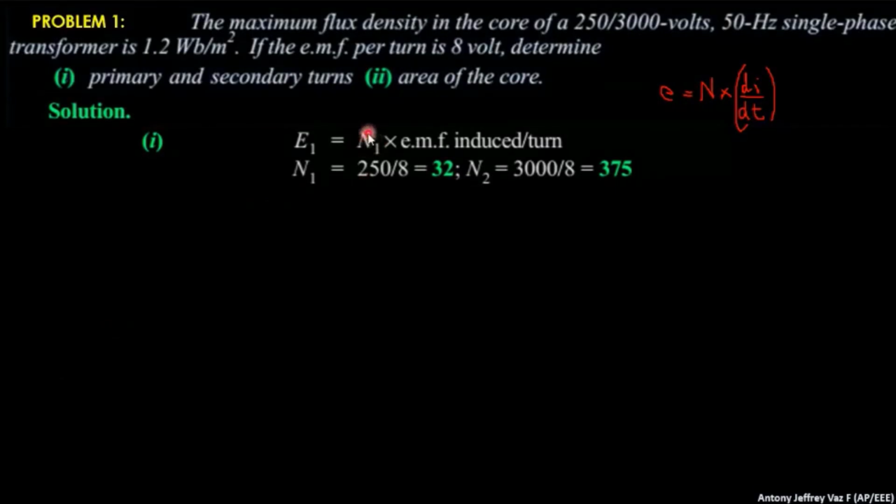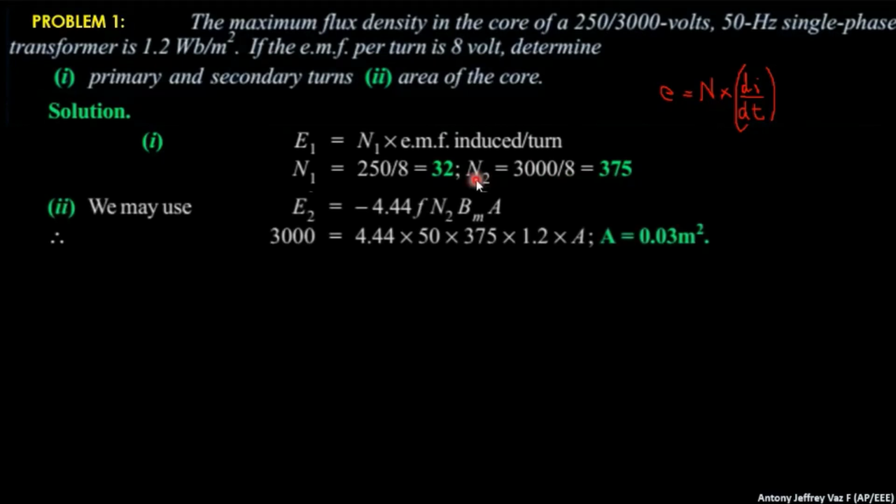You need to find the number of primary turns. So N1 is equal to E1 divided by EMF induced per turn. So you get 250 divided by 8, which is 32. If you know this, then you can find N2 also. How can you find N2? The per turn voltage is given: 8 volt is being induced per turn. So N2 is equal to 3000 divided by 8, so you will get 375.